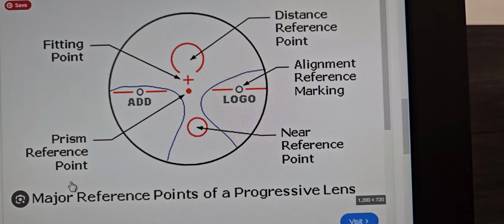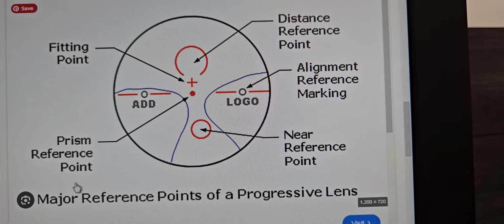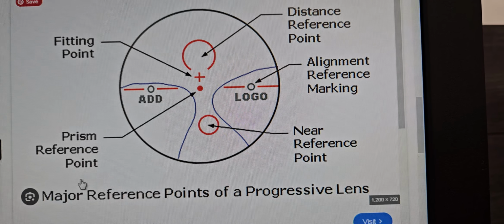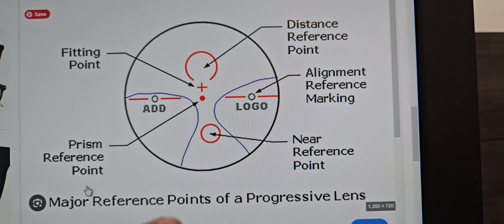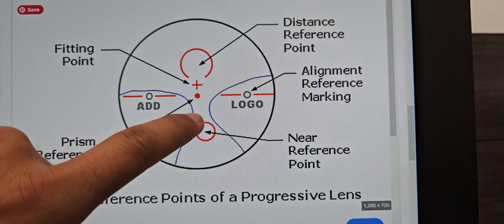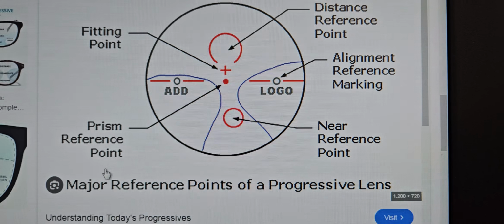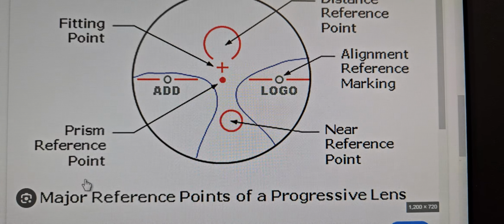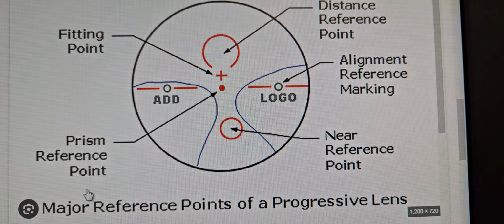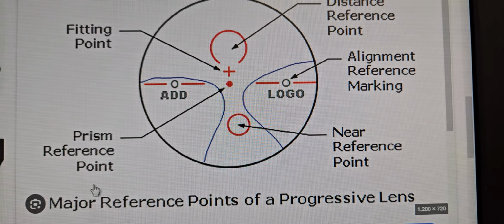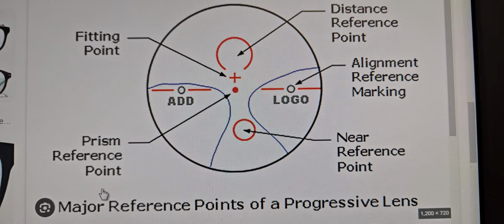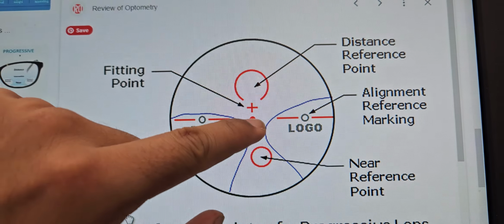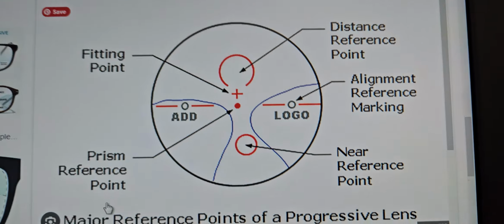If you are wondering what the fitting cross is: fitting point, distance reference by alignment, logo, prism reference point. So from the fitting reference point to the prism reference point, from this to this, the distance is generally 0 to 5 mm drop. You have seen in the previous photo of this, right? That segment drop is generally dependent on the brand of lenses. For example, Hoya and Essilor have a 4 mm drop from the plus point to the prism reference point. This gap is generally 4 mm.